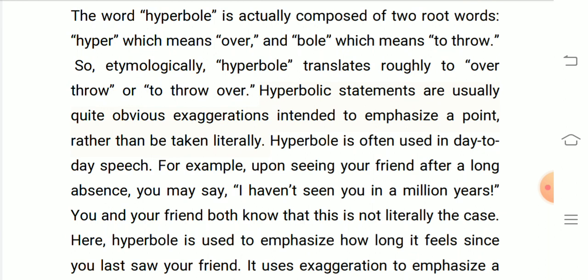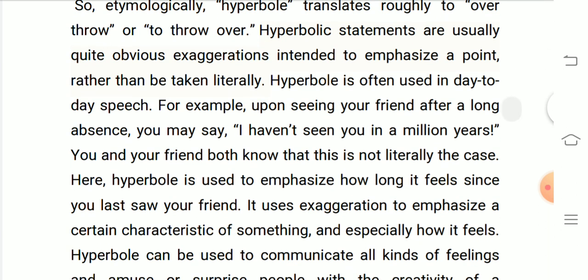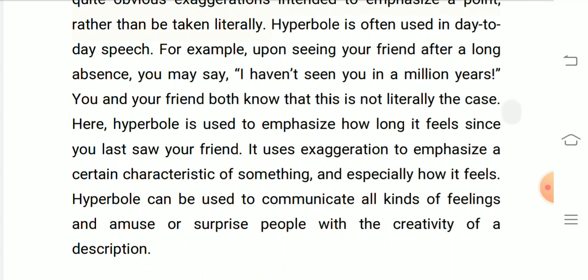For example, upon seeing your friend after a long absence, you may say, I haven't seen you in a million years. Though we met a week ago, this is the way of saying that I haven't seen you in a million years. This is a hyperbolic statement. You and your friend both know that this is not literally the case. Here, hyperbole is used to emphasize how long it feels since you last saw your friend.